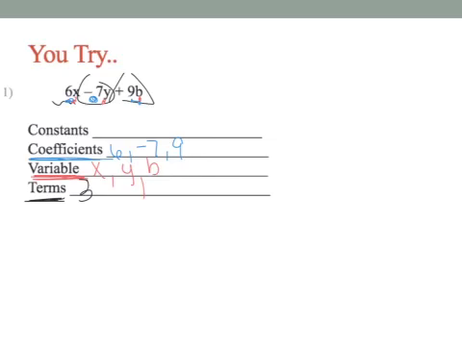Then our last term is constants. So your constants are your plain numbers. And notice this one doesn't have any plain numbers. Everything has this variable with it. So this doesn't have any constants at all. So none.